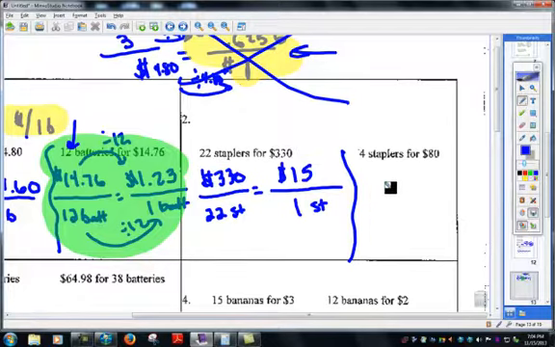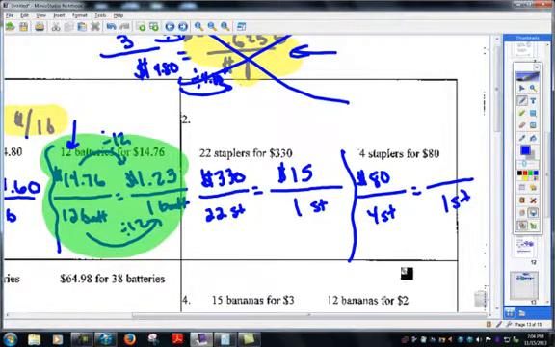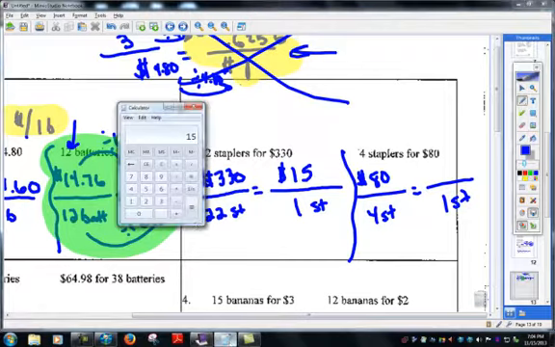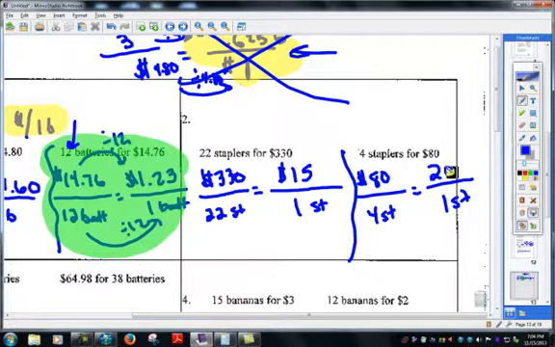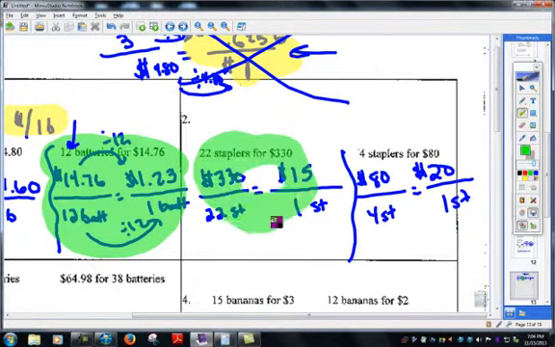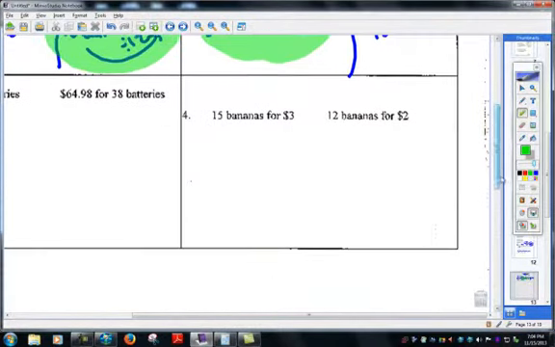Okay, and then over here I'm spending $80 for 4 staplers. And I'm getting one stapler. I want to figure out how much one costs, unit price. I'm going to do 80 divided by 4. That's 20. Okay, $20. Okay, so what's the better buy? Would you rather spend $20 or would you rather spend $15? Clearly, $15 per stapler is cheaper than $20 per stapler.